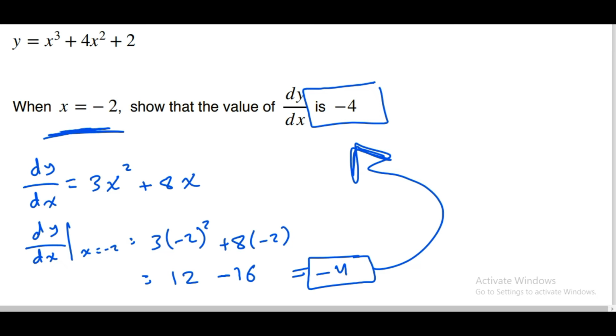So this is the difference between the questions find the value or show that. Show that: we know the final answer before solving. Find the value: we don't know exactly what the final answer of the question is.